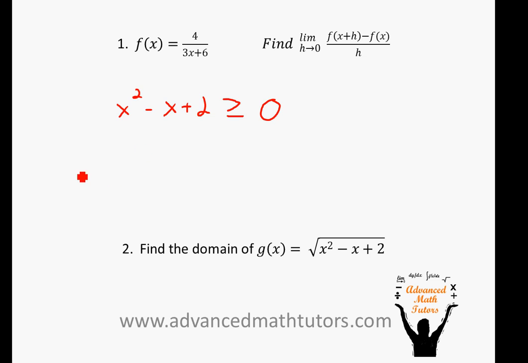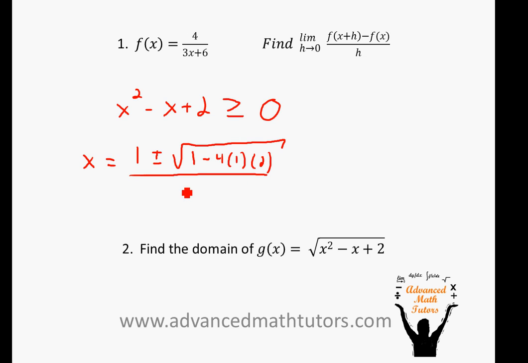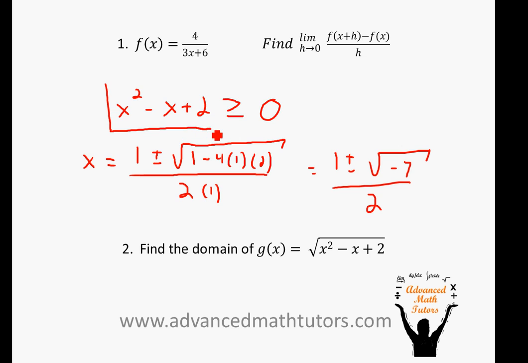That's what we need to find. Where's this thing equal 0? x equals positive 1 plus or minus the square root of b squared, which is 1, minus 4 times a times c, over 2a, which is 2 times 1. And that's going to equal 1 plus or minus the square root of negative 7, over 2. And we can stop right now because the square root of negative 7 is imaginary, which means our roots are imaginary, which means this thing right here never crosses the x-axis.